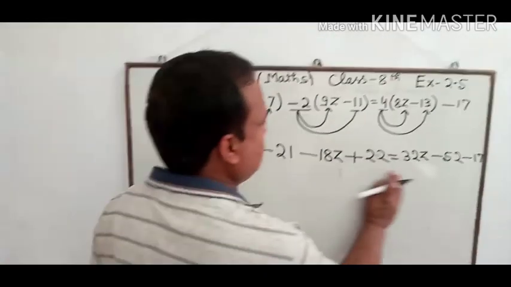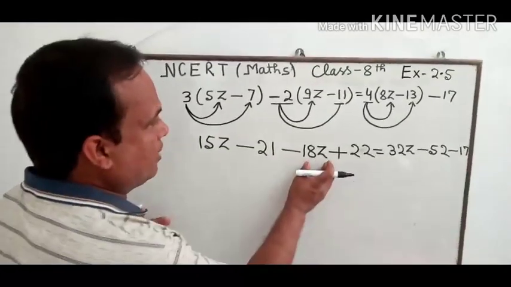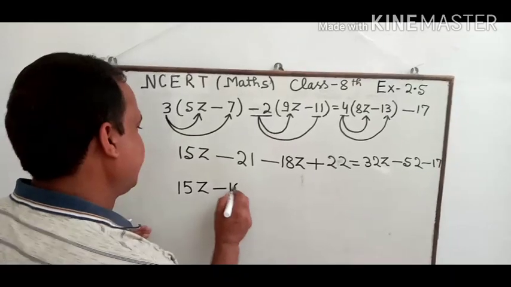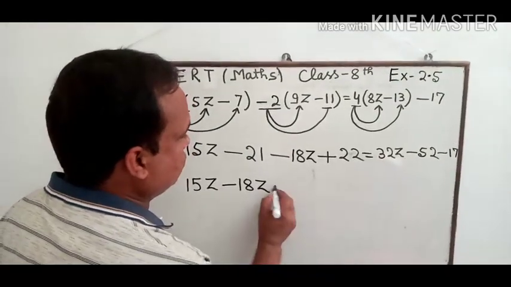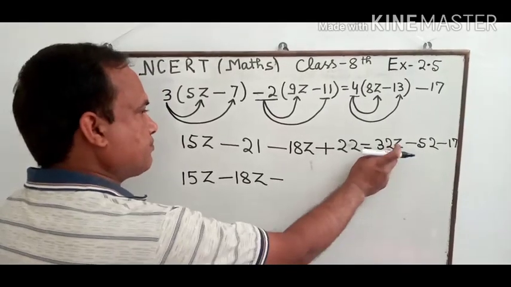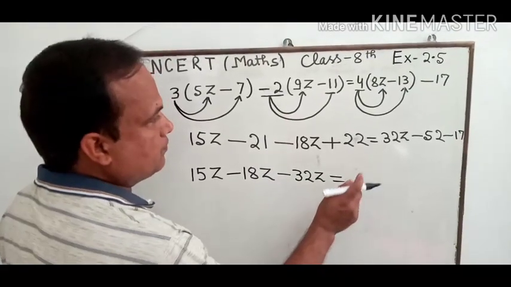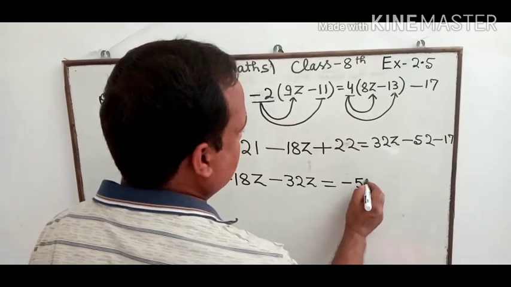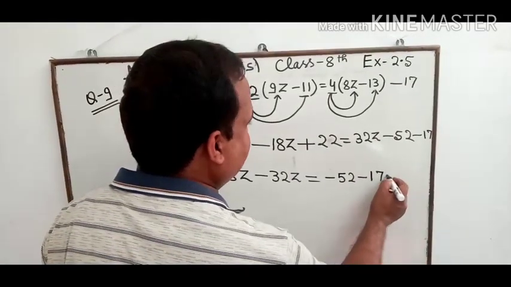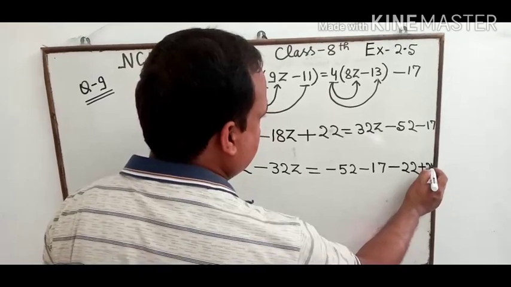So you see here, first we want to calculate all the variables. So 15 Z minus 18 Z and this 32 Z. Left side, 32 sign will change, equal to minus 52, here is minus 17, and this 22 moves to the right side, sign will change, and this 21 also moves, sign will change.